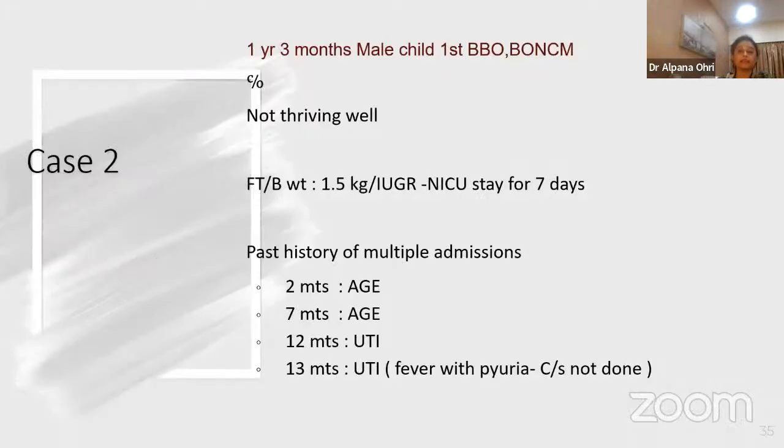Going on to another case, which was of a 1 year, 3-month-old male child who was first by birth order, born out of a non-consanguineous marriage. He presented at about 15 months of age with not thriving well. He was a full-term IUGR baby with a NICU stay of 7 days. And he had had multiple admissions in the past, for AGEs and UTIs.